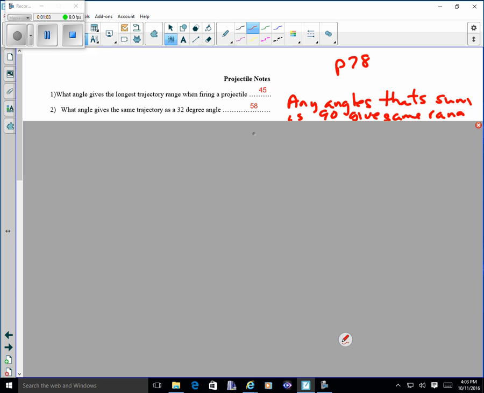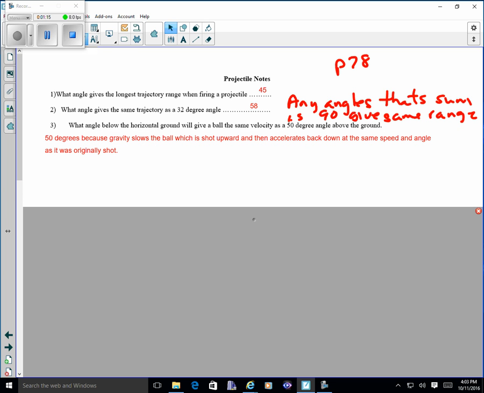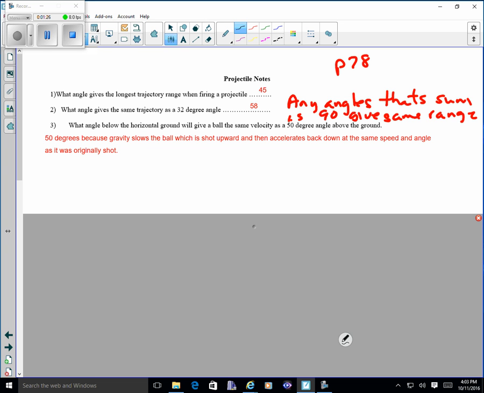The next question says, what angle below the horizontal ground would give the ball the same velocity as the 50 degree angle shot above the ground? So if I have a little cliff here, and I shoot a ball up at, let's say 50 degrees here, and let's just say this is going 100 miles an hour. I'm going to extend my horizontal out like this. Well, what goes up must come down. So therefore, it's going to come down at a 50 degree angle as well at 100 miles an hour.